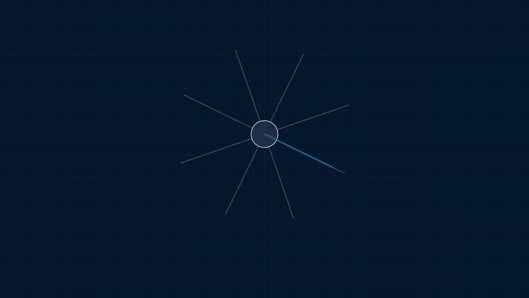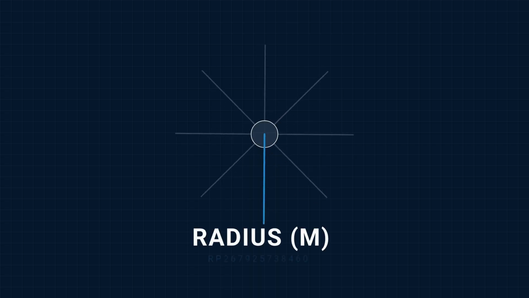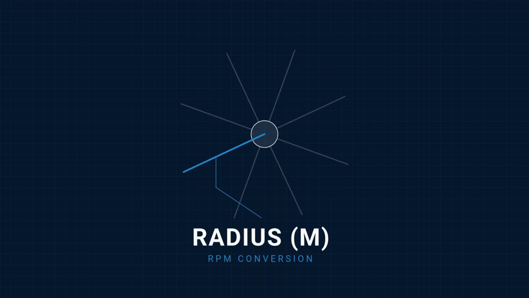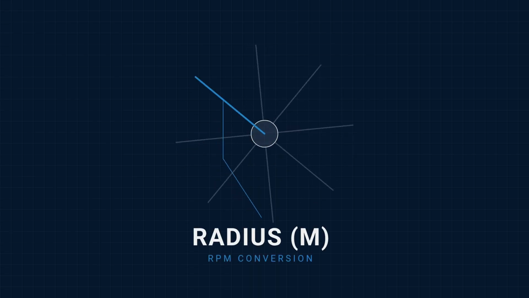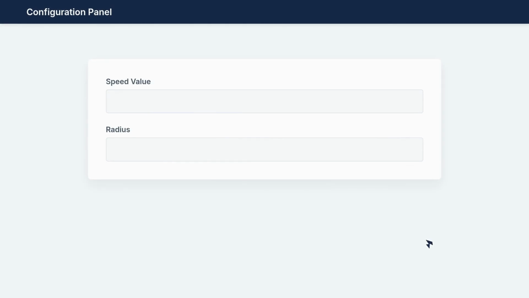Next, we have the speed value field where you enter your speed value. Below that is the radius for RPM conversion field where you enter radius in meters, which is only needed when converting to or from RPM. For our example, I'll enter 10 in the speed value field and 10 in the radius field.